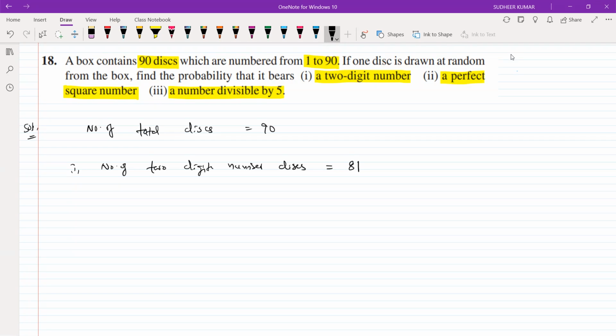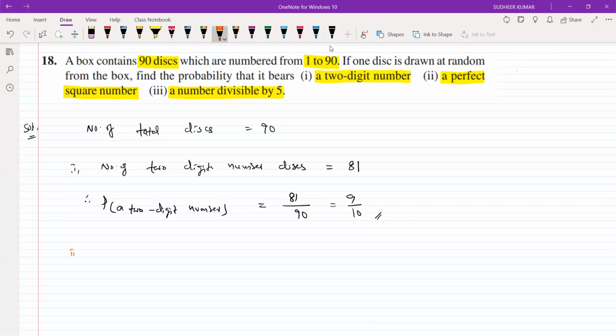Then, therefore, the probability of a 2-digit number is the number of available outcomes, 81, by the total possible outcomes, 90. So this is 9 by 10. That's it. Then go to the next one.